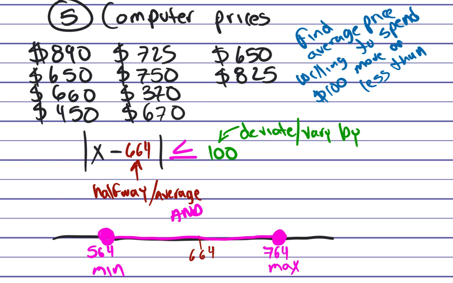And so now with that information, I can see that this computer is too overpriced. 725 is fine. 650 is fine. 750 is fine. 825 is too overpriced. 370 and 450 are too cheap. So I can only pick between 1, 2, 3, 4, 5, 6 computers. I only have 6 options to pick from.